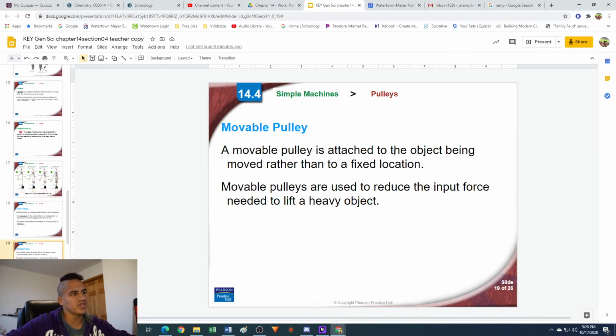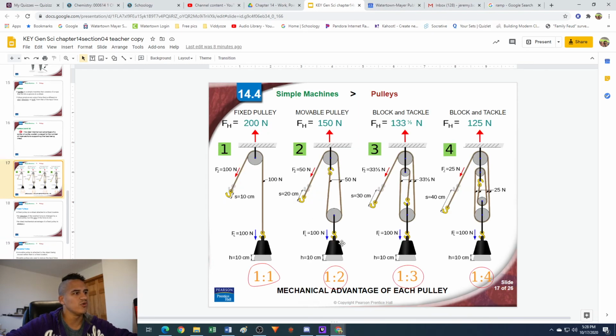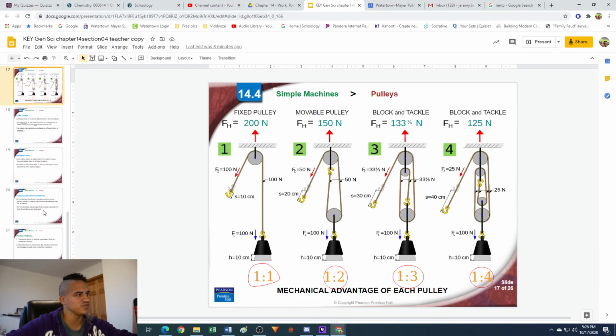Movable pulley is the pulley that is attached to the object being moved rather than to a fixed location. So the pulley is going to move with the object, and they're used to reduce the input force needed to lift it. So movable pulley, again, is this bottom one. It will lift up with the object as you lift it, and it will make things easier for you by reducing the amount of force you need to use.